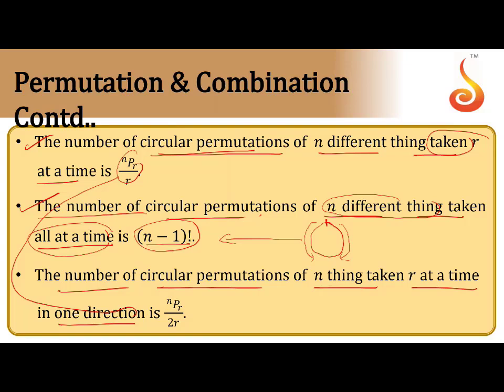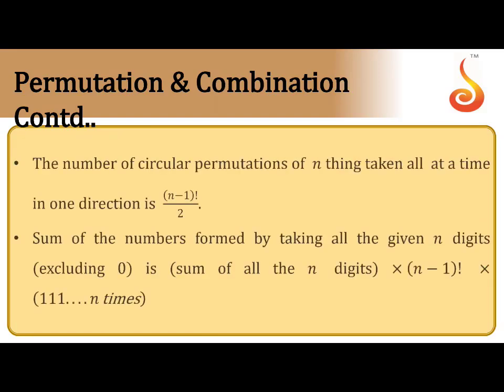The same thing for this also, you get (n minus 1)! by 2. So the number of circular permutations of n things taken all the time in one direction is (n minus 1)! by 2. I hope you get this one. So this is the way. Next.